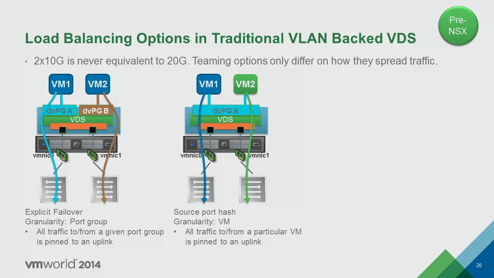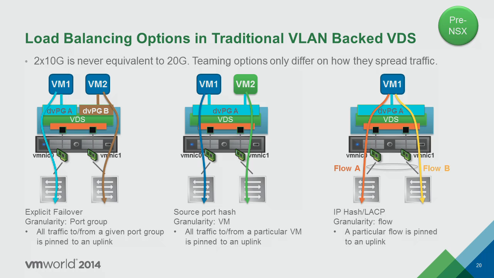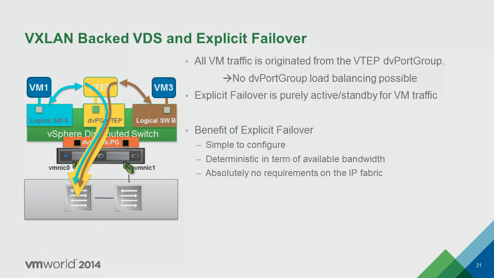So now with a source port hash, within the same DV port group, I can be more selective and have VM1 going to the left uplink and VM2 going to the right uplink. This method is going to produce better results because you have more VMs than DV port groups. Again, size matters in terms of statistics. And the last model is even more granular. It's granularity at the level of a flow. So same DV port group, same VM, but now, within the traffic that this VM sends, I'm capable of differentiating between flows and pinning them to different uplinks. So that's just a high-level overview of the kind of mechanisms that we're offering.